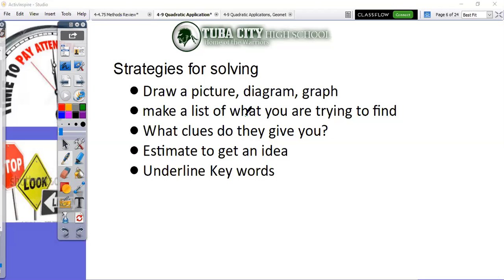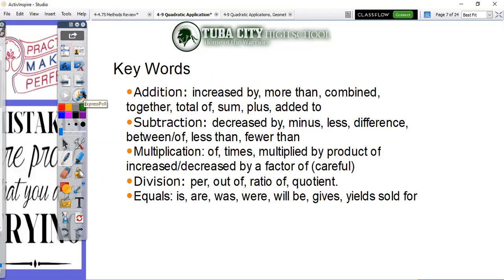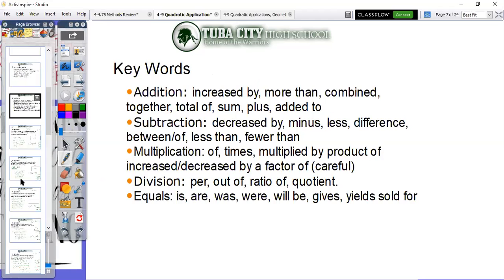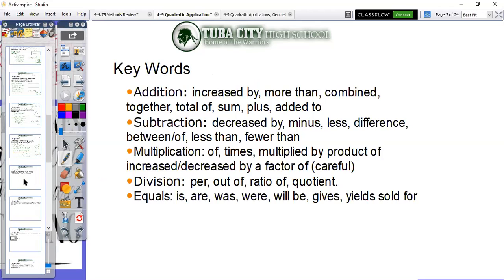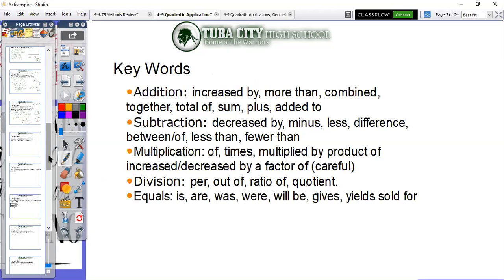All right, there is not always a clear path from what you are given to what you need to get. And then here we got estimate to get an idea. So we want to know kind of what it's going to be like. And then we underline keywords if we can. So again, I have a short list of keywords that you might run into. So let's go ahead and get ready to go into where we left off. We only have this many here, so you can take a picture of this or do something else.